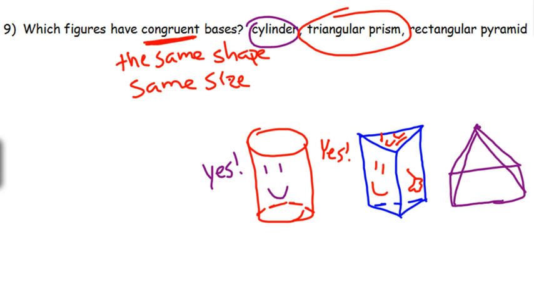How about our rectangular pyramid? So rectangular pyramid has this one base. So how can it be congruent if it doesn't have more than one base? That's impossible. This rectangle is not congruent to this point. So this becomes a sad rectangular pyramid because his answer is no.